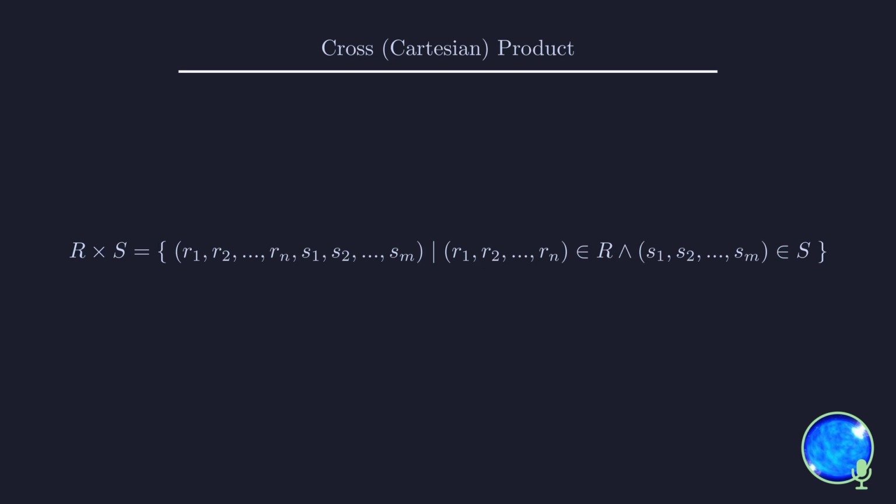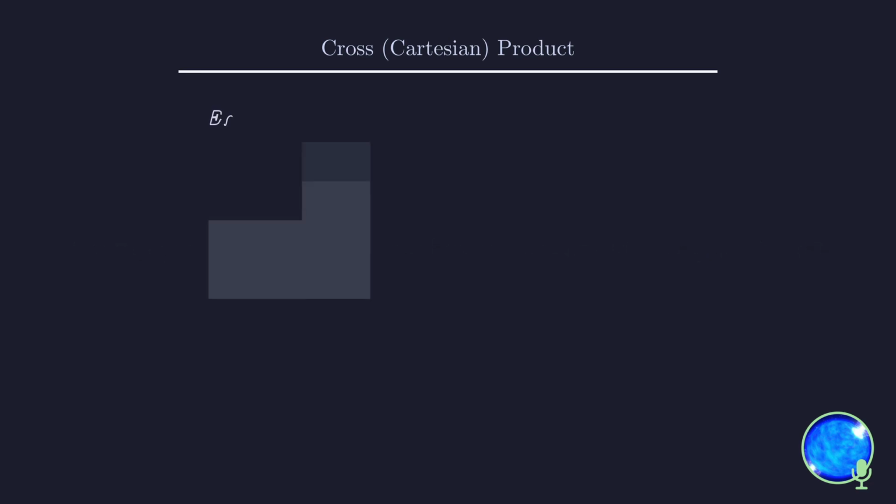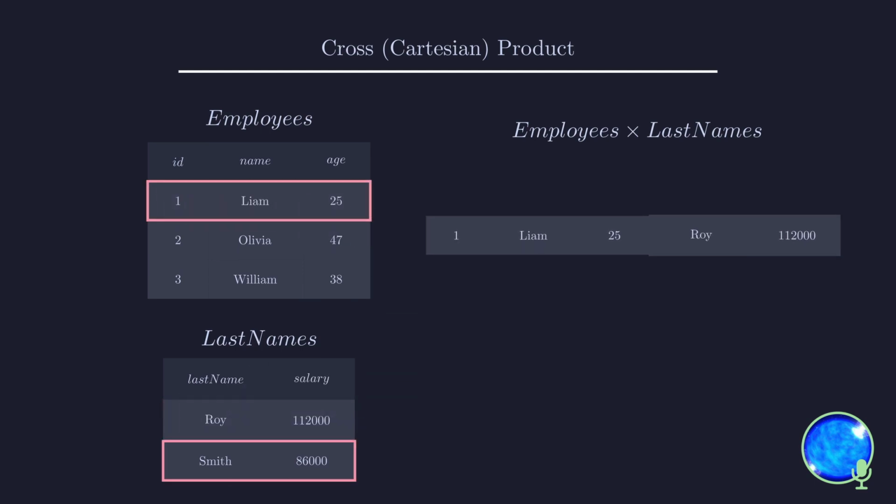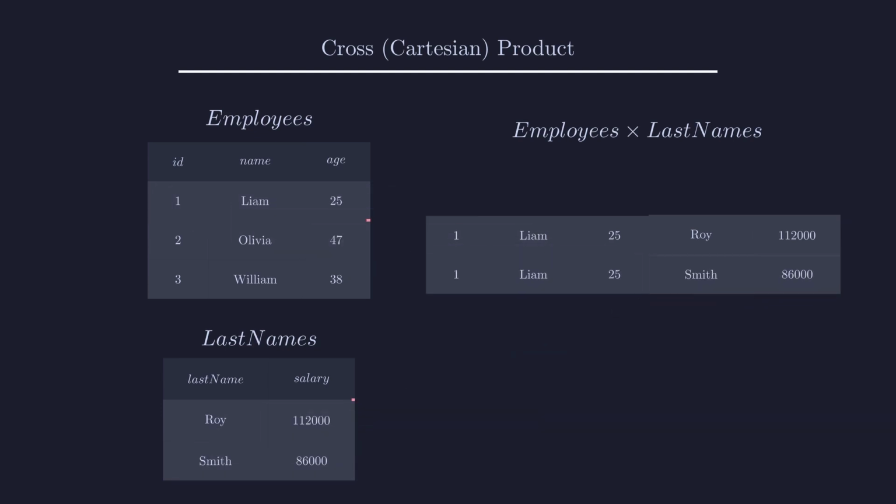This isn't immediately super intuitive. How can we understand this more easily? Well, let's take a look at it visually. Say I have a relation with many employees, their ID, name, and age, and another relation with last names corresponding to a salary. If I want to find all possible pairs of employees with last names and salaries, I can take the cross product of employees and last names. This will yield a relation with all possible pairs of tuples from the employees and last names relations.